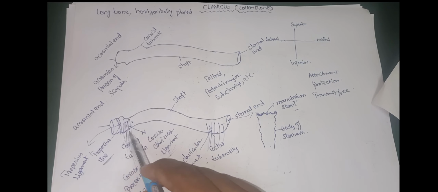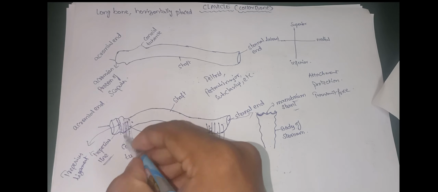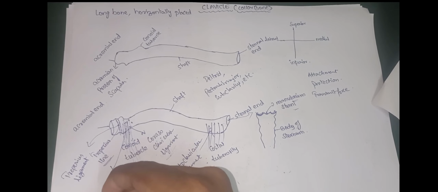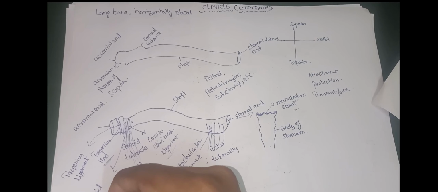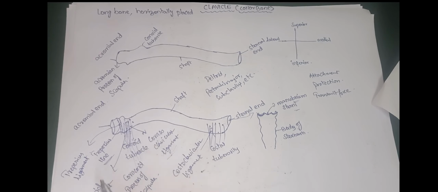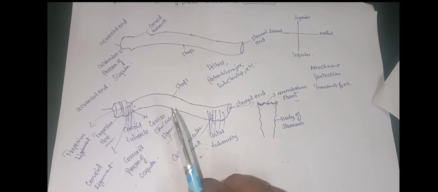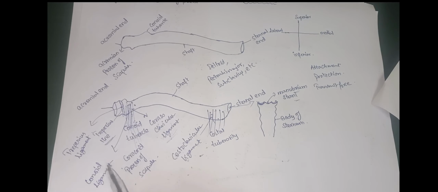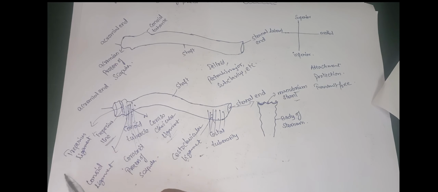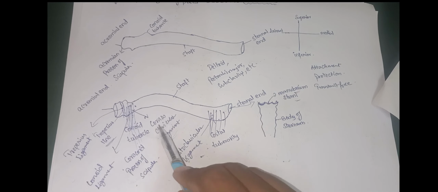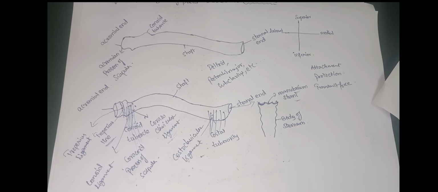The conoid tubercle also has one ligament, which we call the conoid ligament. Here we can see the conoid ligament and the trapezius ligament. These two ligaments combine to form the coracoclavicular ligament, which is present at the lateral end of the clavicle.